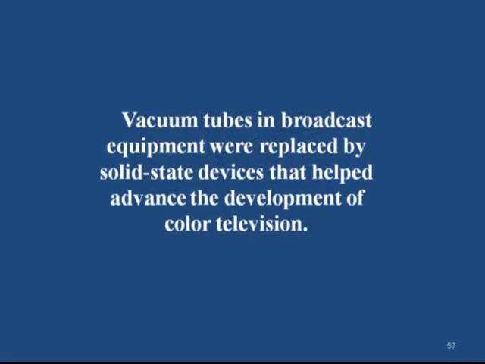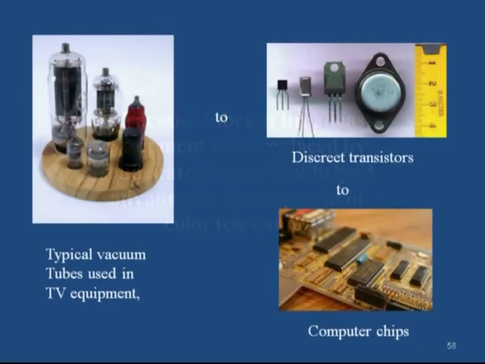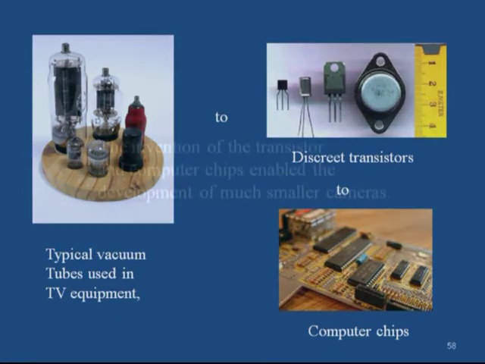Vacuum tubes and broadcast equipment were replaced by solid-state devices that helped advance the development of color television. Now, this is an example of the devices used in the cameras. These vacuum tubes kept getting smaller, and then they graduated to transistors, and then to computer chips. And that's what we have today in all electronic devices, these chips.